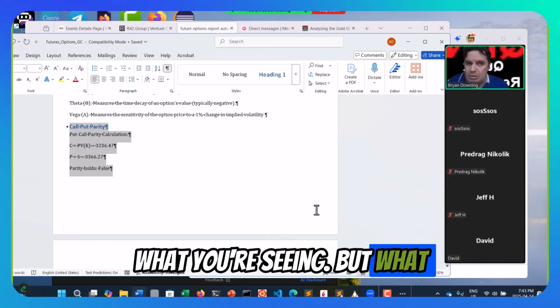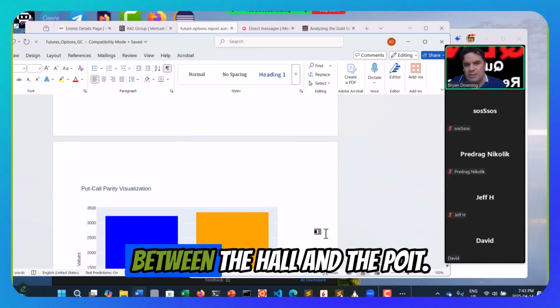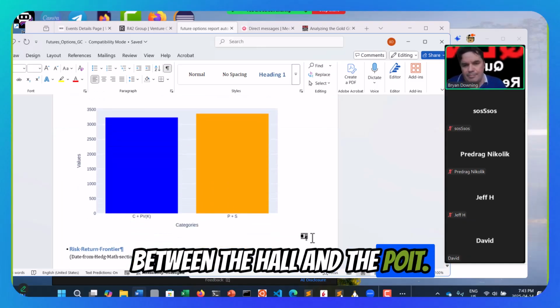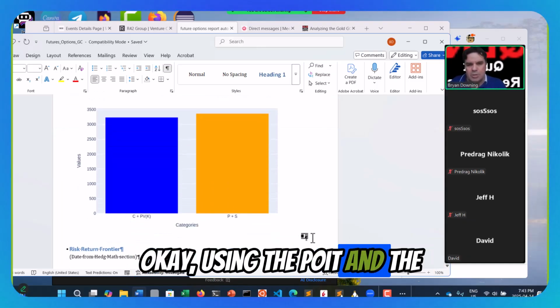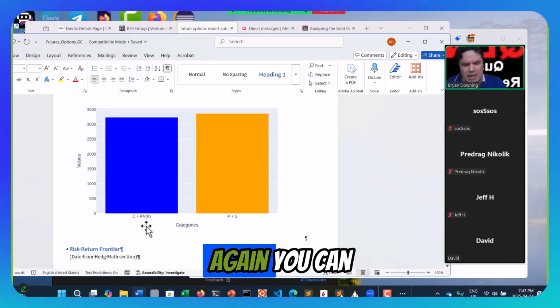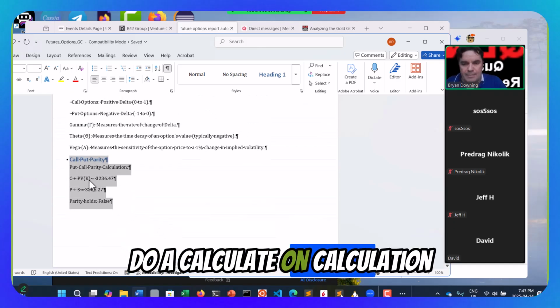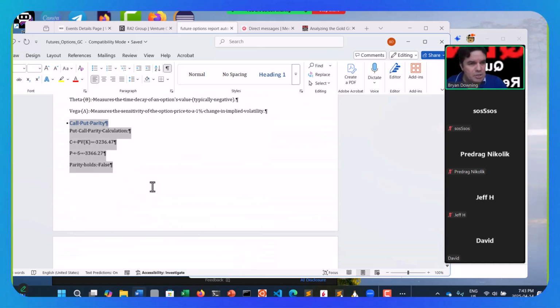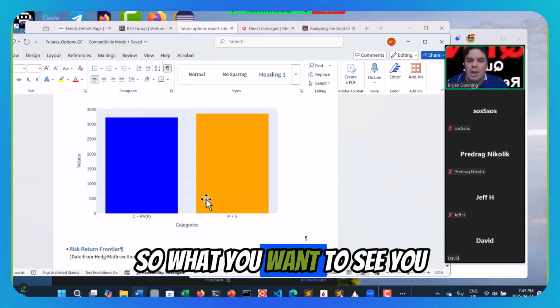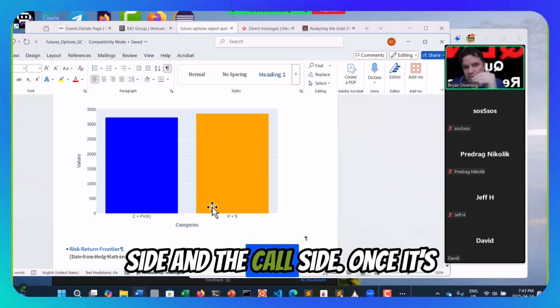What you want to see is an equilibrium between the call and the put, using the put and the strike and the present value of K. You can do a calculation on that. What you want to see is tightness between the two, on the put side and the call side.